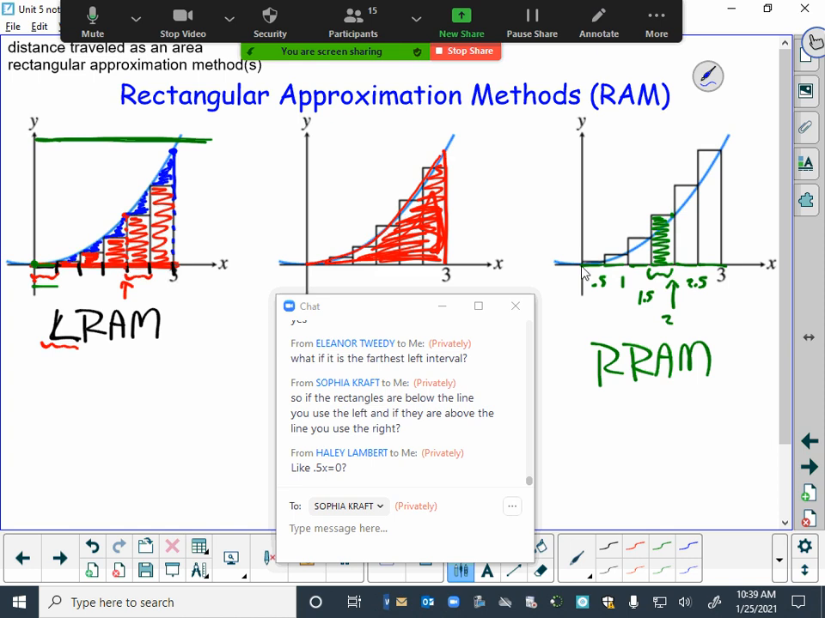Okay. So it's going to give us the total of what's in red. It's going to miss everything that's in blue. The RAM is going to give us everything here in green, and the problem with that is that answer is going to be too big. Okay, it's going to be too big because it's going to overshoot by this amount. We're going to have all this extra up here that it adds into the total.